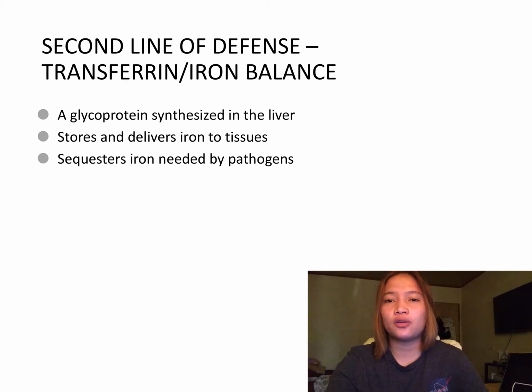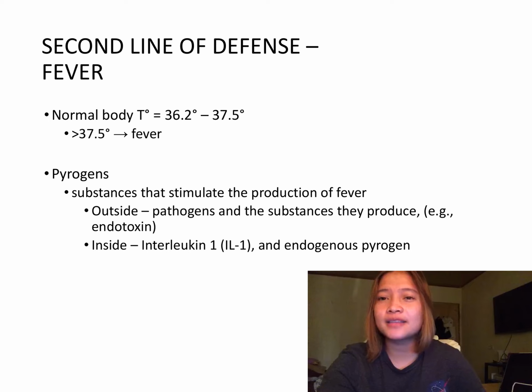It is found in the mucosa and binds iron, thus creating an environment low in free iron that impedes bacterial survival in a process called iron withholding. The level of transferrin decreases in inflammation. This works through glycoprotein synthesizing in the liver, restoring and delivering iron to tissues, and sequesters iron needed by pathogens. An infection occurs when pathogens make it past the first line of defense and enter the body.